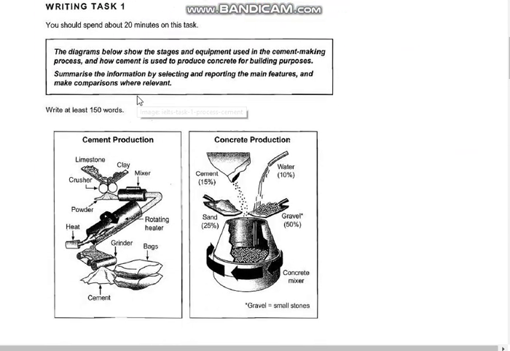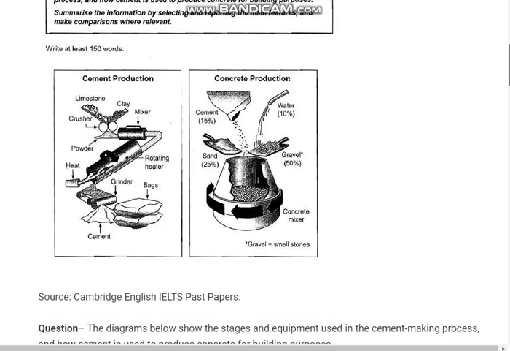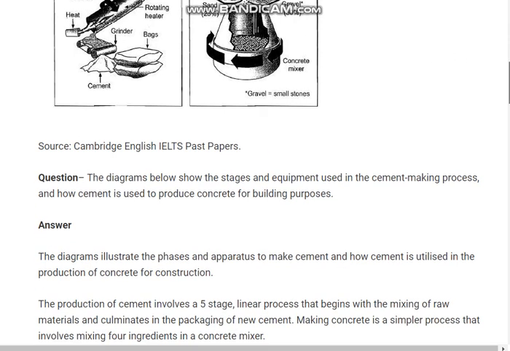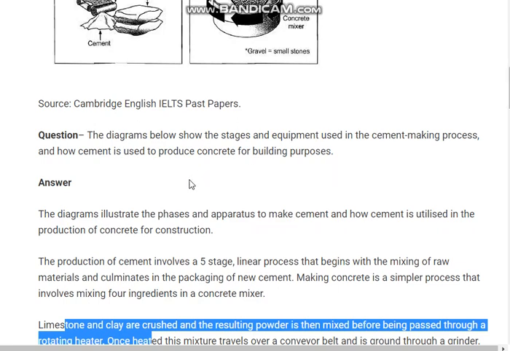So let's read the question, and this is actually not a question. Let's read the writing task topic and summarize the information. The diagrams below show the stages and equipment used in the cement making process and how cement is used to produce concrete for building purposes.